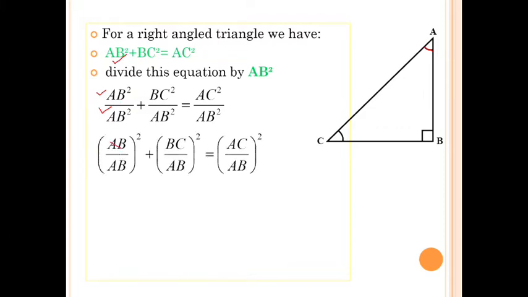Now BC by AB. What is BC? BC is the opposite side and AB is the adjacent side. This is AB, right? So opposite side by adjacent side is tan of an angle. Then AC by AB. AC is the hypotenuse, and AB is the adjacent side. Hypotenuse by adjacent side is always sec.